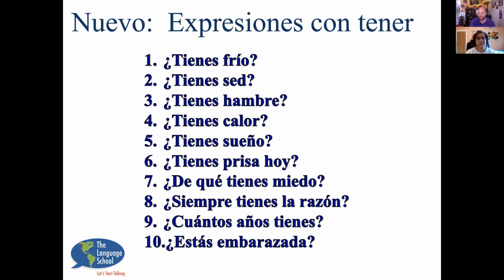¿Cuántos años tienes? I know it's not polite, so if you want to be 20, you can be 20. That's okay. Tengo 58 años. ¿Estás embarazada? Also not a polite question. No estoy. No estoy embarazada.